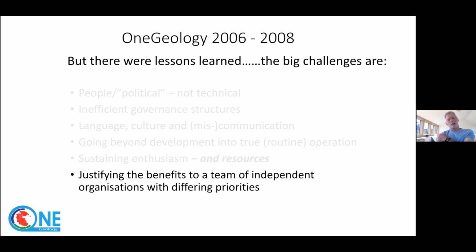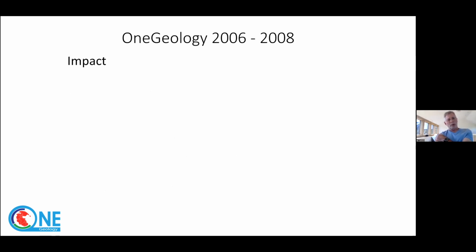Justifying the benefits to a team of independent organizations who are working on their own priorities that change, whether it's a volcano going off in Iceland or mudslides in Chile, and they want to spend their time and effort on that. They've got real priorities, and we just have to bend with it and try and do our best. But at least we convinced them why data was important.